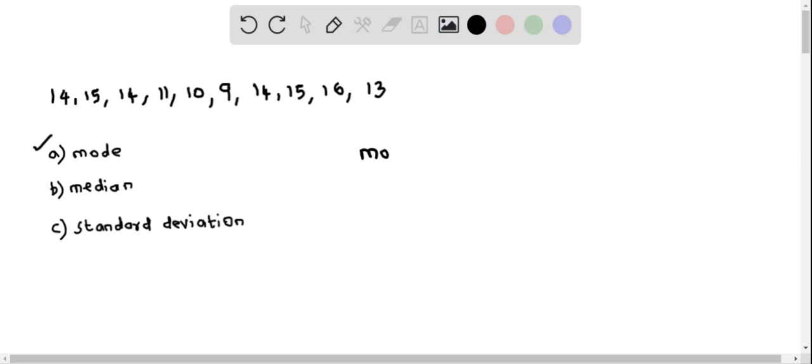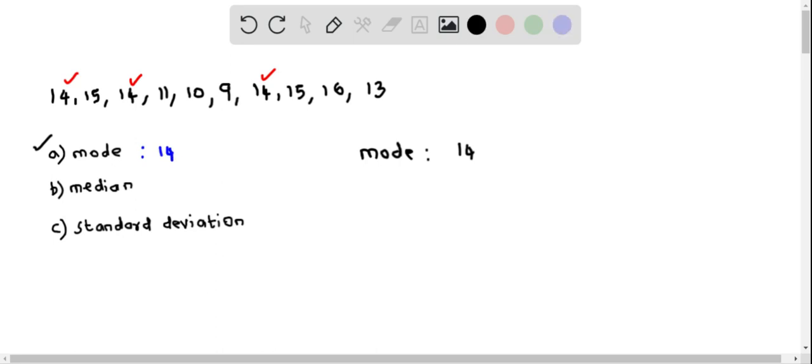Mode is basically the number which comes in quite frequently. That is the number which appears the maximum number of times. So we can observe this data and we see that this 14 comes in three times. This 15 appears two times. So therefore, we consider the mode of the data is 14 because this appears three times when compared to the other numbers. Therefore, we write down the mode of this data is 14.